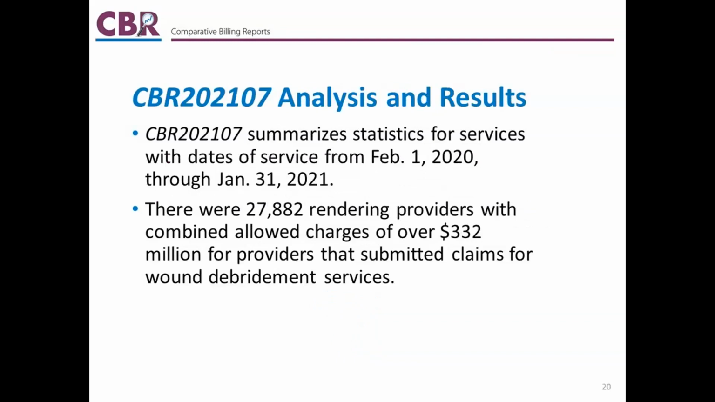To create the CBR 202107 and the metrics within the report, we used detailed information for that data during the CBR summary year of February 1st, 2020 through January 31st, 2021. The results showed that over 27,000 providers submitted these claims, which represent over $332 million in allowed charges. When we talk about allowed charges, we're referencing the allowed charges listed in the Medicare fee schedule. This lets us compare similar charge figures across all providers and claim submissions, regardless of the submitted or paid amount.